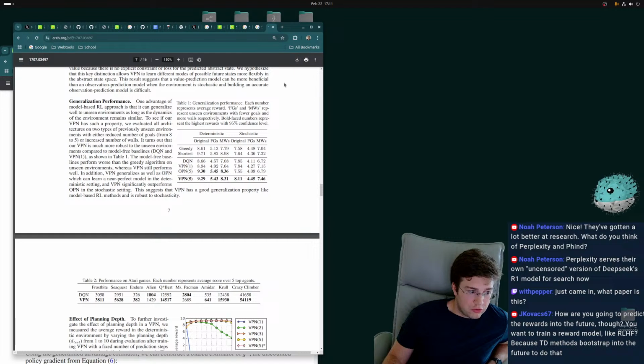How are you going to predict rewards into the future? TD... I'm just going to change the size of the value head. The value head outputs one variable, right? What if I just make it output 32 variables?